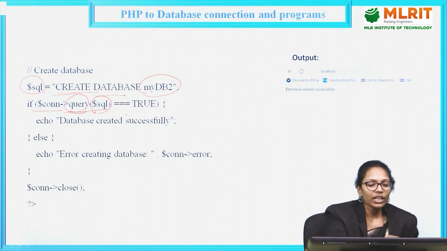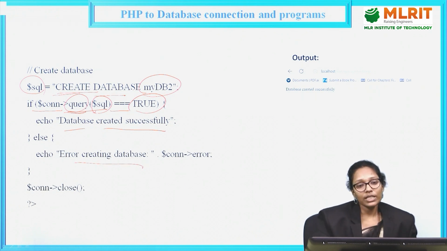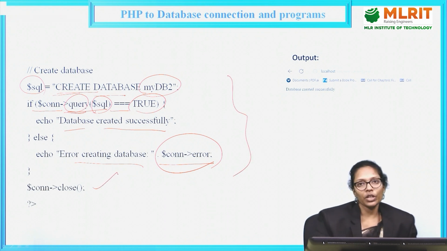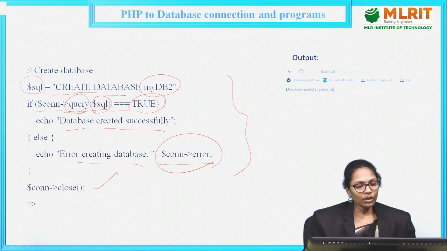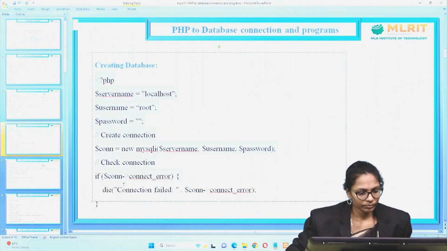Now if you check and it is true, then the database is created successfully. Otherwise, error in creating the database. What is the error? You can print that error with $con arrow mark error, so whatever the error is will be printed here. That's all. After completing your operations, finally you need to close your connection. Now here I am going to create a database.